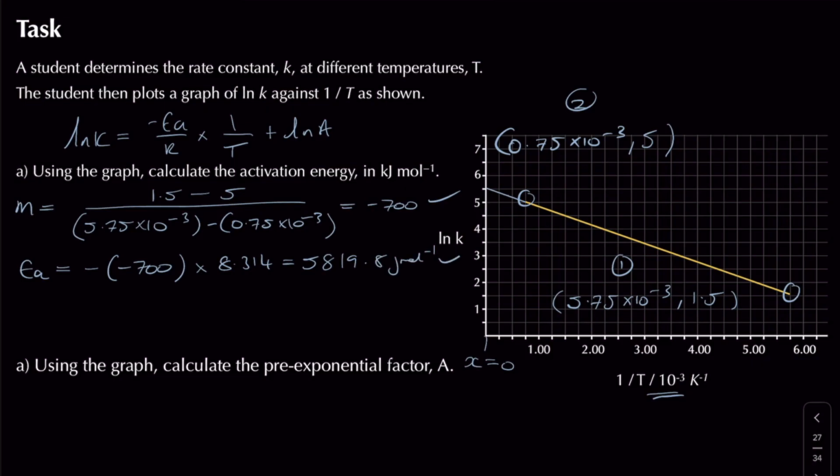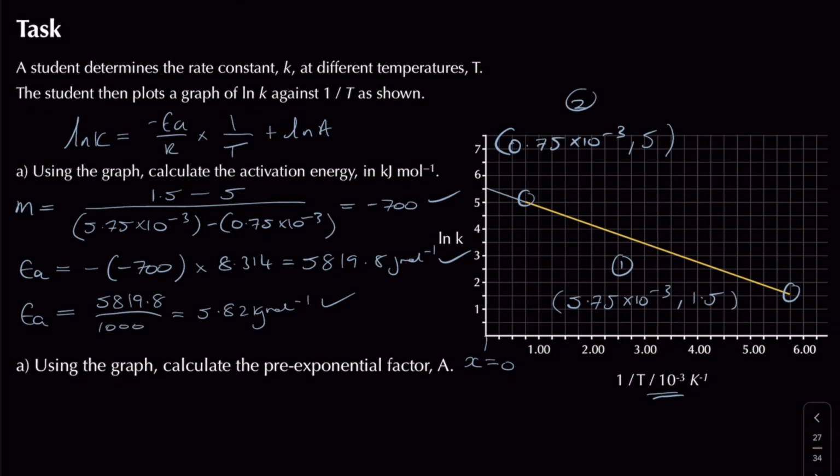Now what about if I were to work out our value for my activation energy in kilojoules? I take that 5819.8, divide it by 1,000, and so I end up with a value that is going to be 5.82 in this case, to 3 significant figures, and it's going to be kilojoules per mole in terms of the units as well. And there's our activation energy done.